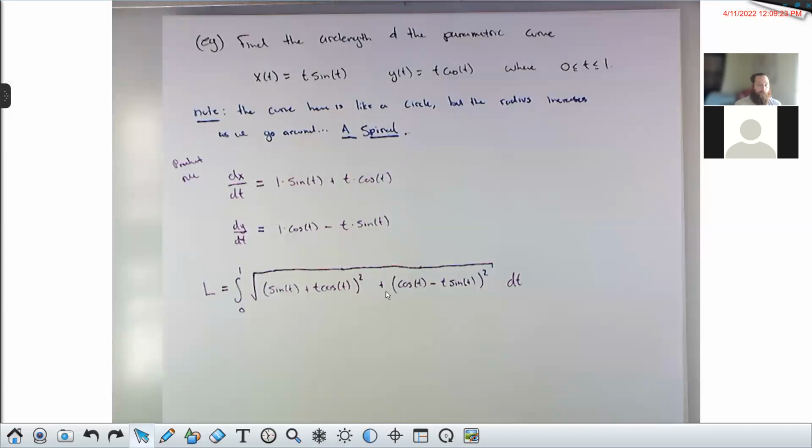What I'm going to have to do here is FOIL everything out and hope that a bunch of stuff goes away. Now we have a sine t in here, and this whole thing's being squared, so there's going to be a sine squared t. I have a cos t in here, and this whole thing's being squared, so we're going to have a cos squared t. You know those add up to 1.